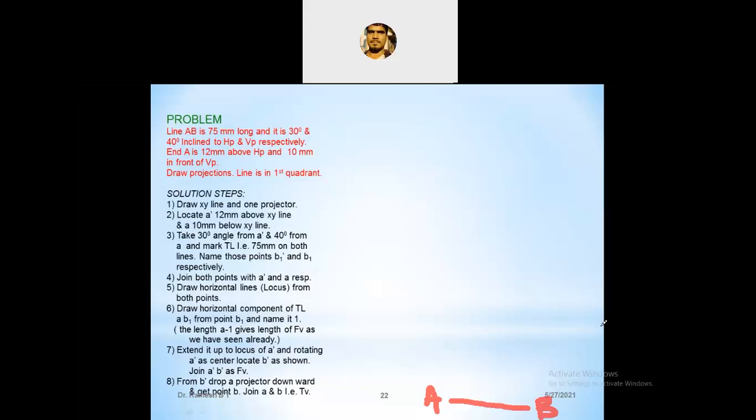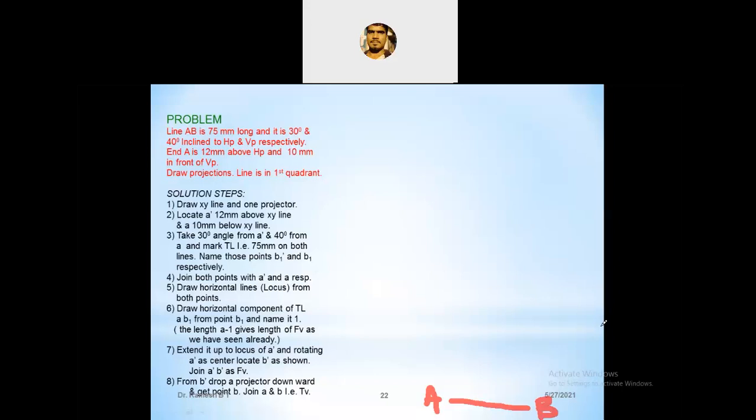And they given data like point A 12 mm above the HP and 10 mm in front of VP. So 12 mm above the HP means above the XY line, and 10 mm in front of VP means it is below the XY line. Either we can take it as below the XY line and above the XY line, or else 12 mm above the HP means it is in the VP and 10 mm in front of VP means it is in the HP. If you consider any method, both are same.